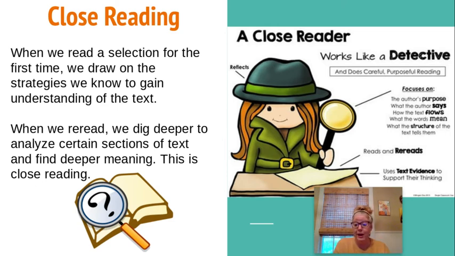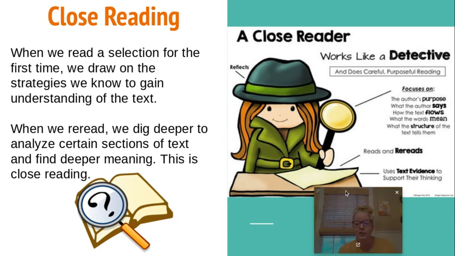We may read it twice. We may read it 3 times or 4 times. And each time we read, we dig a little bit deeper to analyze or look closer at certain sections of the text to find deeper meaning. This is called close reading. When you go back, you reread the text, maybe for a different reason. Maybe you're looking for something different the second or third time that you read.